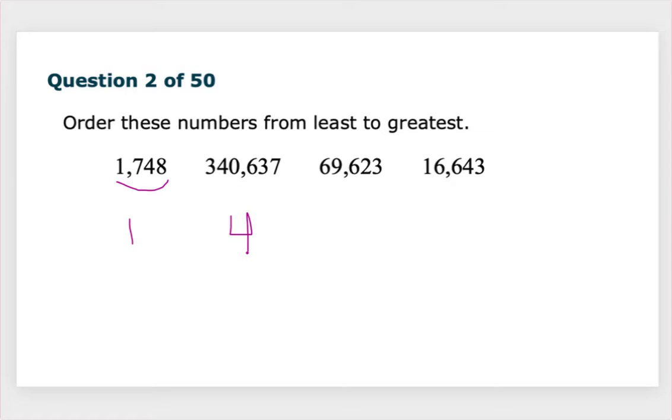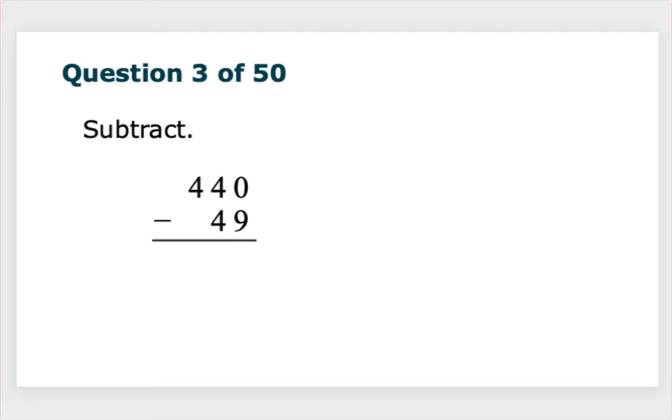It is the greatest. And then we're going to look between these two and just say which one is going to be number 2 and which one's going to be number 3. This is 16,000 and something. This is 69,000 and something. So this one is going to be number 2. This one is going to be number 3. So in writing them in order, this one would be the first one, and then the second one, and then the third one, and then the fourth one.